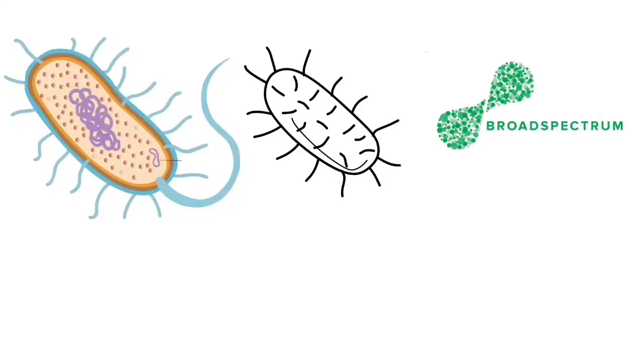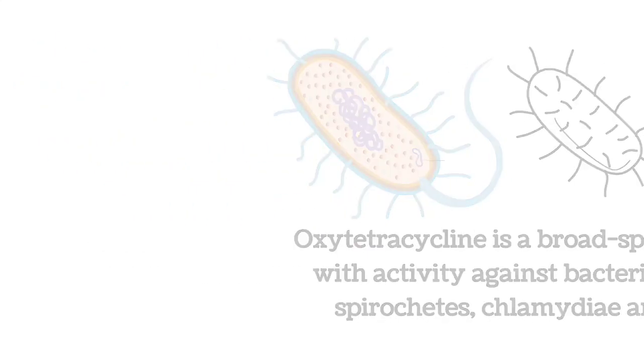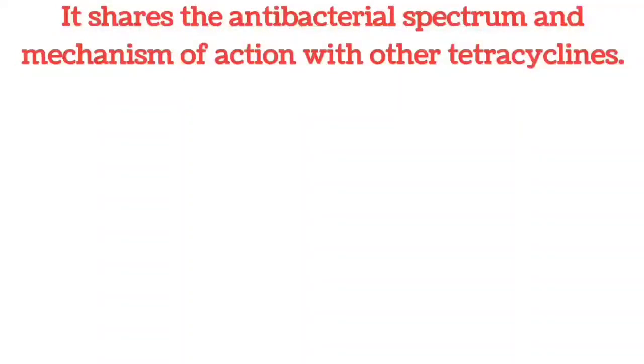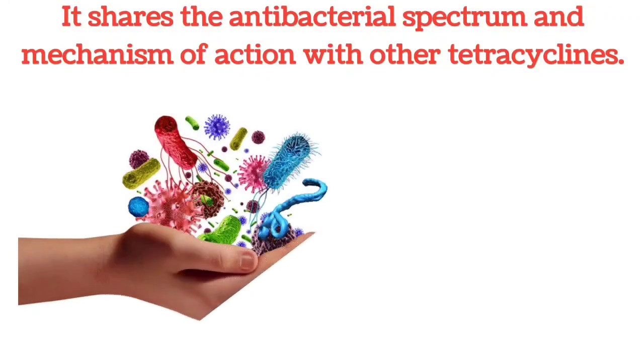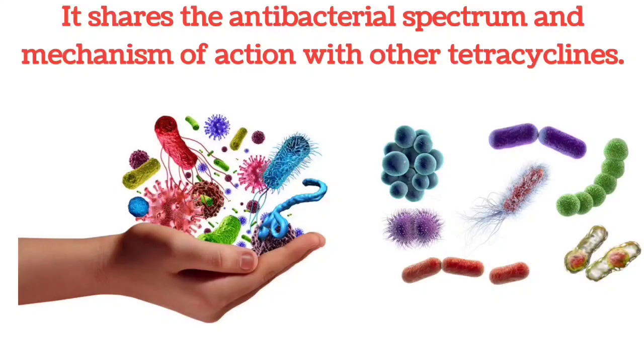Oxytetracycline is a broad-spectrum antibiotic with activity against bacteria, mycoplasma, spirochetes, chlamydia and rickettsiae. It shares the antibacterial spectrum and mechanism of action with other tetracyclines. Although it is a broad-spectrum antibiotic with activity against a wide variety of bacteria, some strains of bacteria have now developed resistance to this antibiotic, which has reduced its effectiveness for treating certain types of infection.